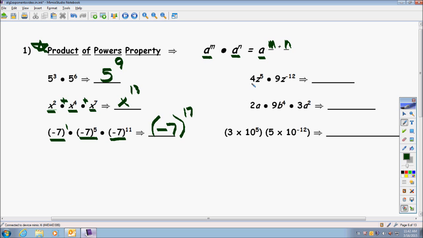Okay, sometimes you're going to have a number in front. In that case, just multiply. There's no properties for that. It's just 4 times 9, 36. Don't use properties of exponents for that. A lot of kids will put 13. They'll add 4 plus 9. It's not. 4 times 9 is 36.